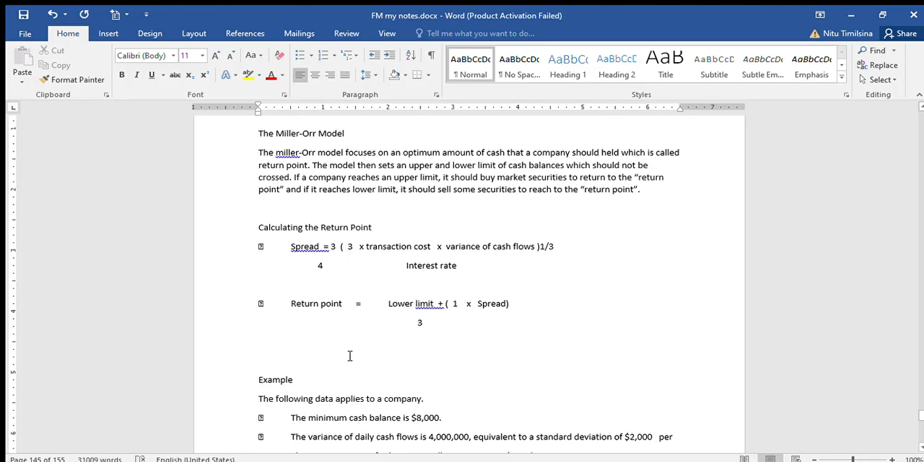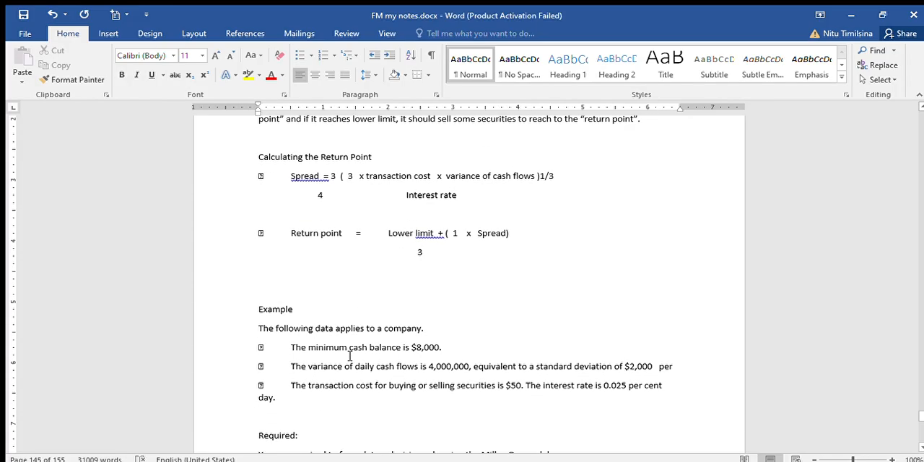Calculating the spread equals 3 into transaction cost into variance of cash flow, to the power of 1 by 3. Return point is the lower limit plus 1 by 3 of the spread.